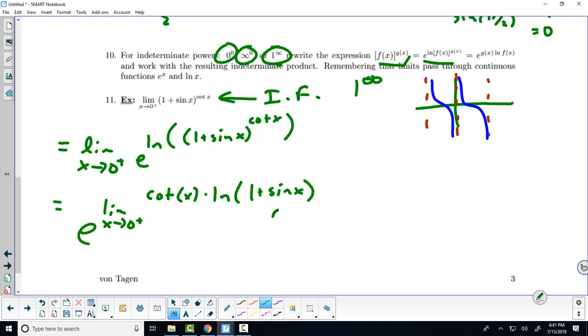This now has indeterminate form what? Sorry, I'm pointing at the entire expression. Well, this is still approaching infinity. Infinity times, now what's 1 plus the sine of x? That's approaching 1, since sine of x is approaching 0, and then the natural log of 1 would be 0. So this has indeterminate form, excuse me, infinity times 0. What do I do now?